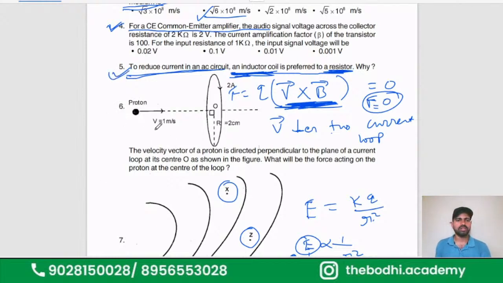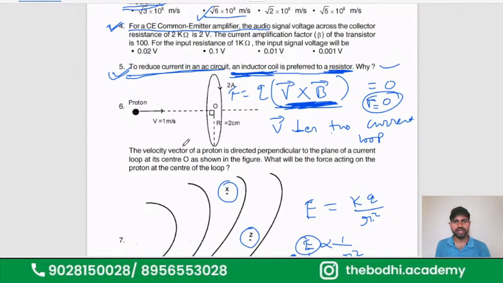All right, next one, question number 6. And yes, correct, another answer: less heat produced. Very good. And more energy efficient. Very good. More energy efficient as well as less heat in the case of inductor coils. Very nice.